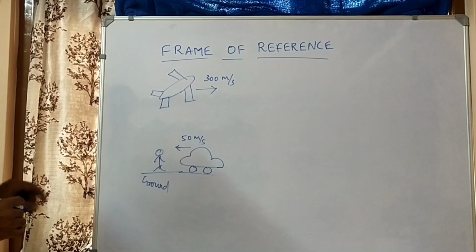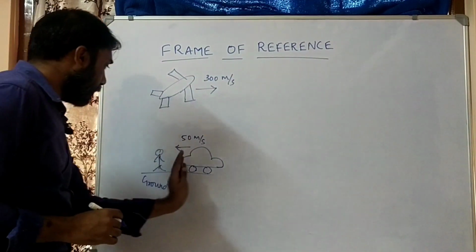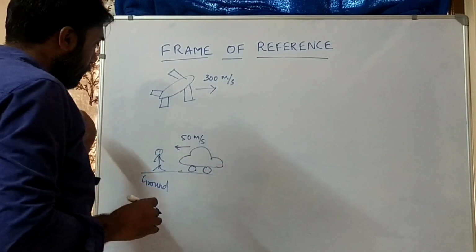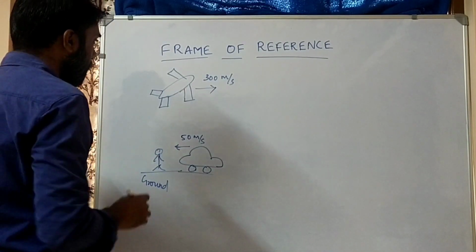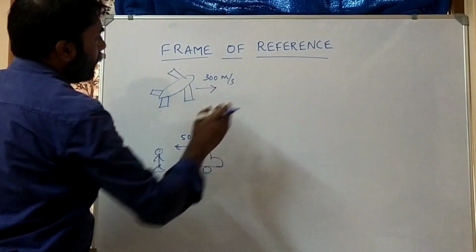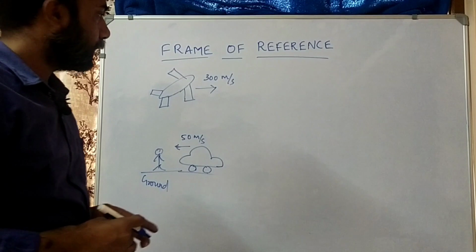Now you are on the ground. You can say that the car is moving at 50 meter per second towards the left, and if you see the aircraft above in the sky, it will move at 300 meter per second in the right direction.